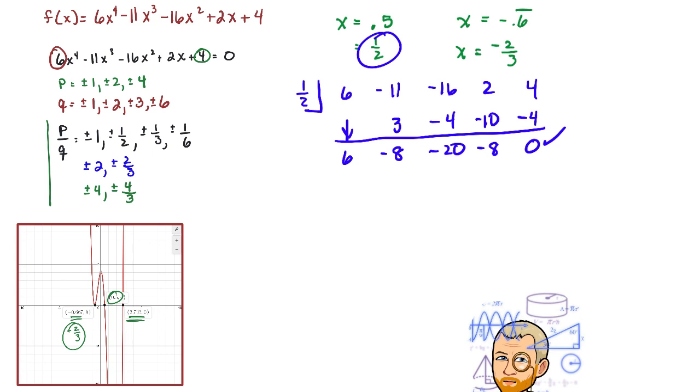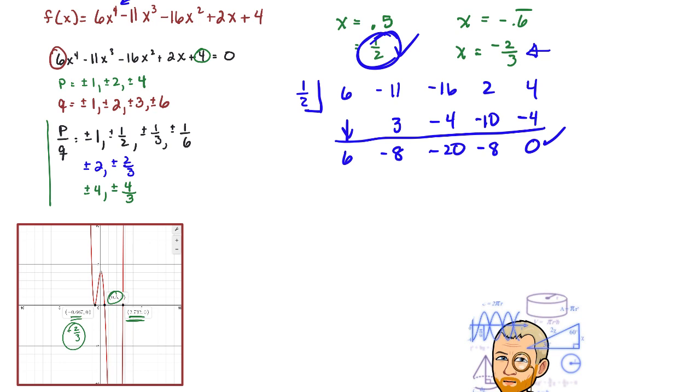At this point now, I do know for certain that a half is a 0 because it just made the remainder 0. It's a solution. I still haven't tested this one. Now, I have depressed the equation at this point. I started with x to the 4th way up here. I just did a division.